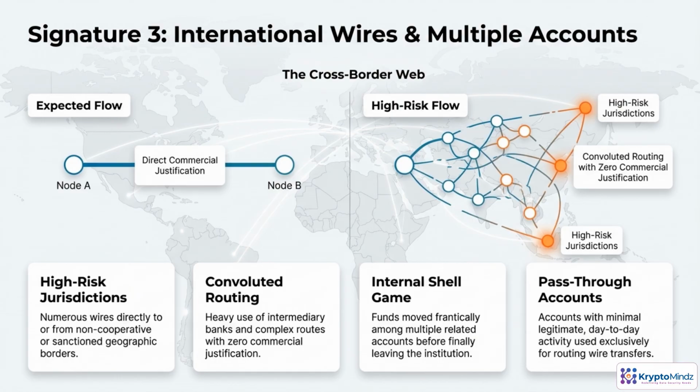Now compare a normal cross-border payment with a classic laundering pattern. In a healthy flow, money goes from exporter to importer with a clear business purpose. In a high-risk flow, funds bounce through multiple related accounts, often in different banks and countries, without a convincing commercial reason. Watch for repeated use of high-risk or sanctioned jurisdictions, convoluted routing via many intermediaries, frantic movements between internal accounts, and pass-through accounts that exist mainly to relay wires.